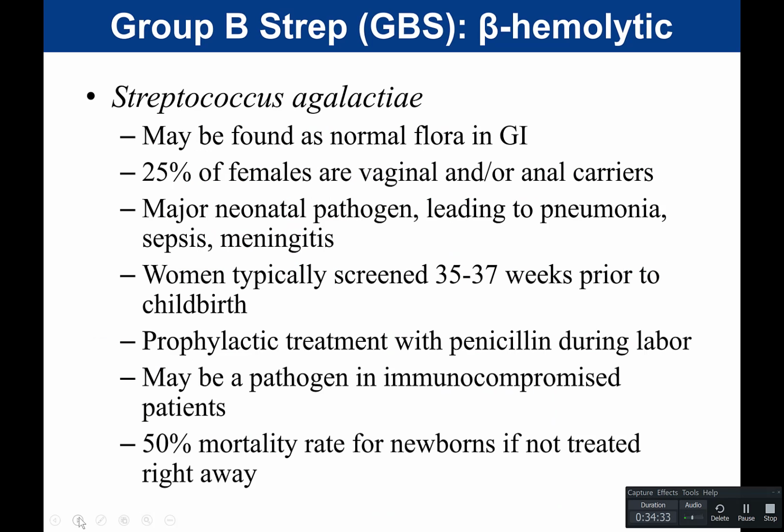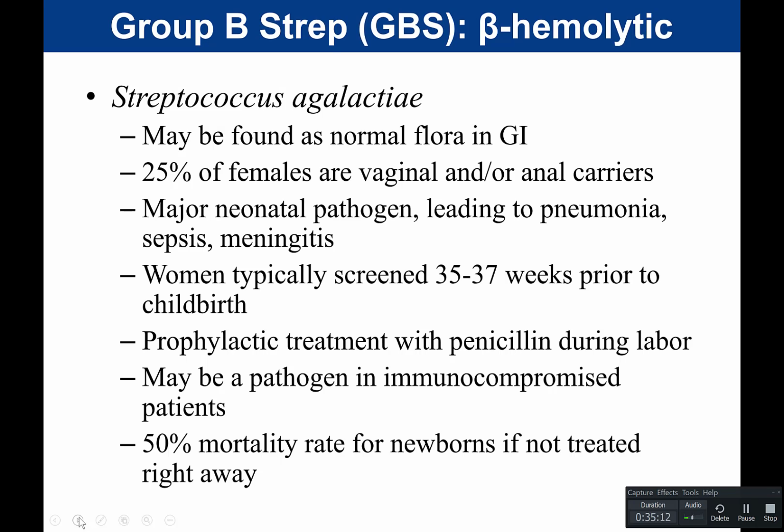Strep agalactiae is part of group B strep. Group B strep is also beta hemolytic. Strep agalactiae may be normal flora in the GI tract, and some females, about 25% of females, are vaginal or anal carriers. And so knowing that you carry strep pyogenes is not as critical, right? Because only 5% of people carry strep pyogenes as part of their normal flora. And oftentimes, if it's there, it might not be problematic. It's not something you necessarily need to know.